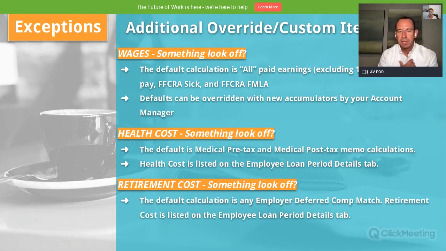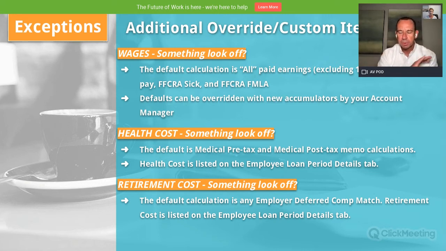But we have the ability on our side to override or change the accumulators for your wages. Same thing for health cost. Your defaults for medical, pre-tax medical, and all those memo calculations are set up, but if something looks off, let our team know and we'll take care of it. And the same thing for retirement cost. So those are just a couple of the exceptions.